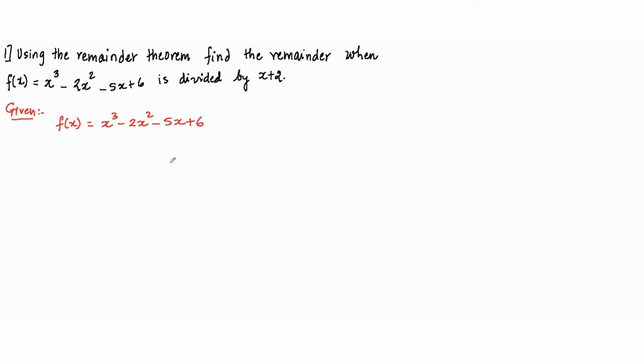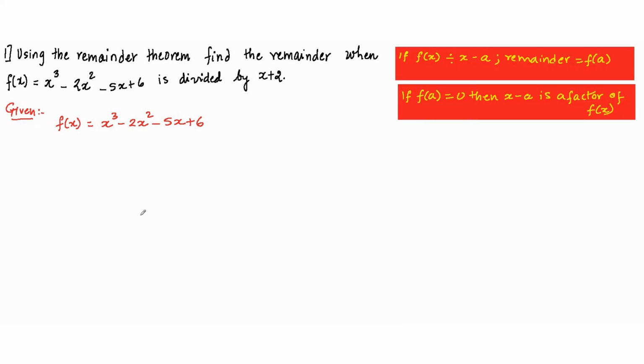6. So what I'm going to do is state the remainder and factor theorem over here. The remainder theorem states that if f of x is divided by x minus a, then the remainder is f of a. So in this case, we have to use the remainder theorem because we are finding the remainder. So if f of x is divided by x plus 2, then we can find the remainder.